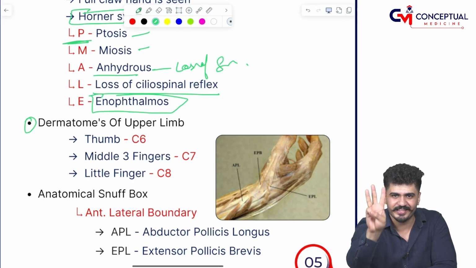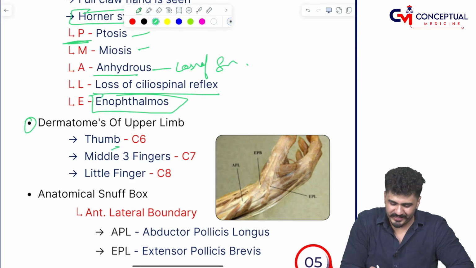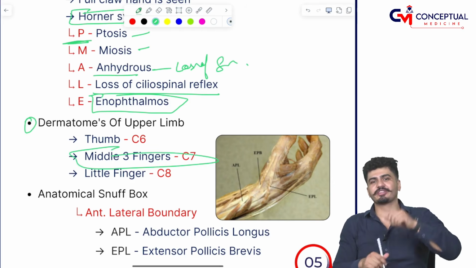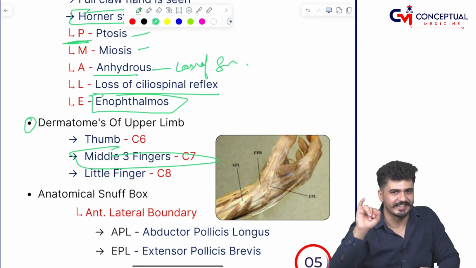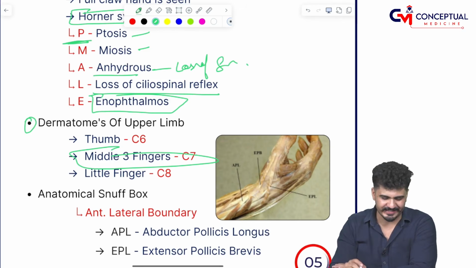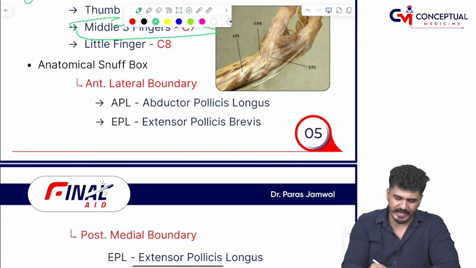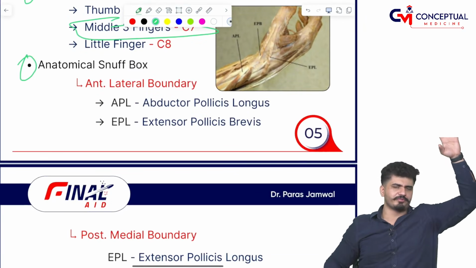So what is left? These 3. So these 3 are the middle 3 fingers, that is C7. So thumb is 6. These 3 are 7, and this is wait, that is your 8. Wait and 8. Done. Now, my dear friends, anatomical snuffbox. Important question for your exam.